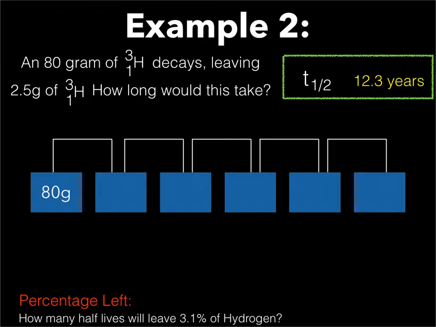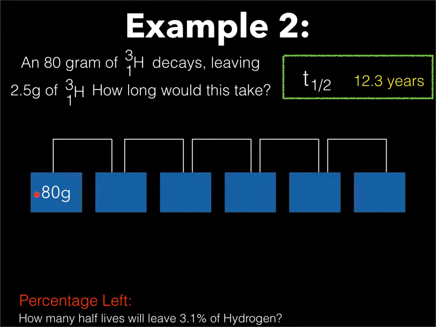Let's work through another example problem. An 80-gram sample of tritium decays, leaving 2.5 grams of tritium. How long will this take? If you look at the right, we know tritium has a half-life of 12.3 years. Now, this one is going to decay exactly half in years.